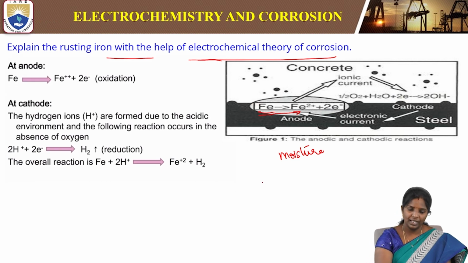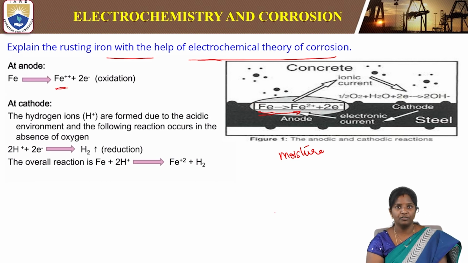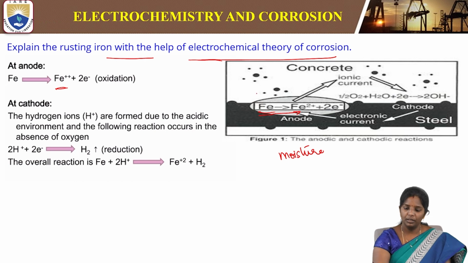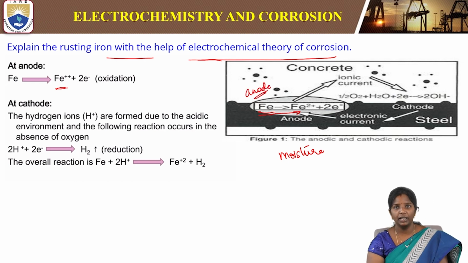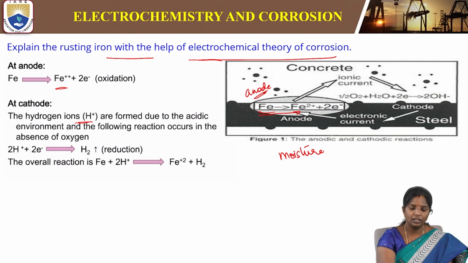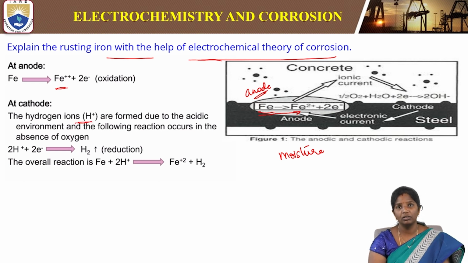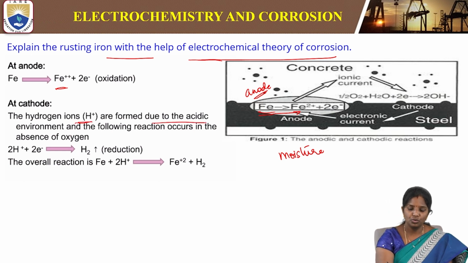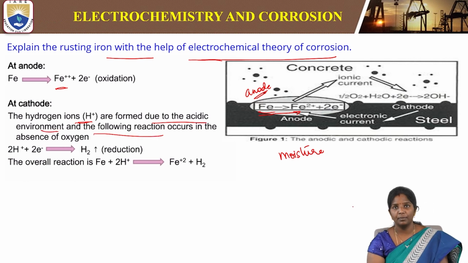So it will oxidize to Fe2 plus ions and give off 2 electrons. So that becomes anode. So this area will become anodic in nature. So the hydrogen ions that are already present in the water or the moisture are formed due to acidic environment, and the following reaction will occur in the absence of air.